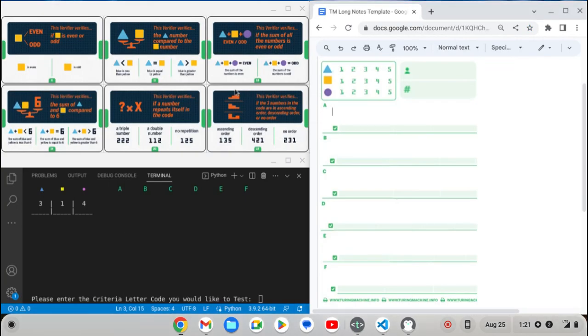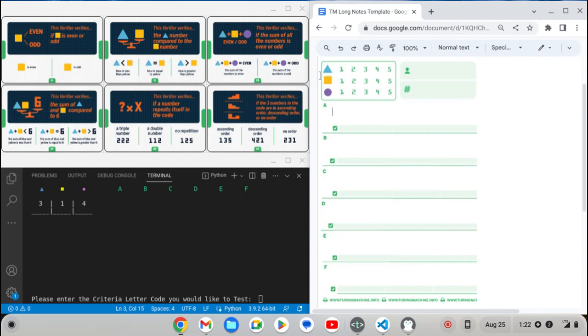So in the grid above, we've got our 6 criteria cards. On the top row, we've got criteria card A, criteria card B, and criteria card C. On the bottom row, we've got criteria card D, criteria card E, and finally criteria card F. So criteria card A looks at our middle digit, the square digit, and will let us know whether its value is an even digit or an odd digit.